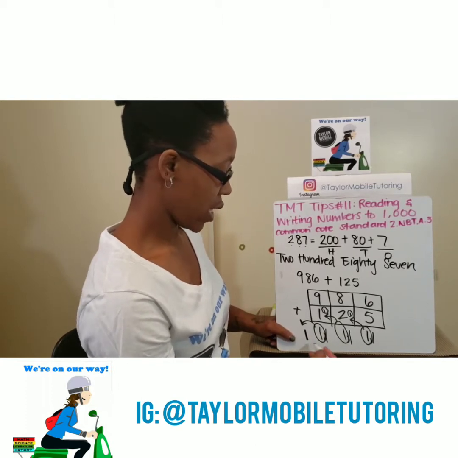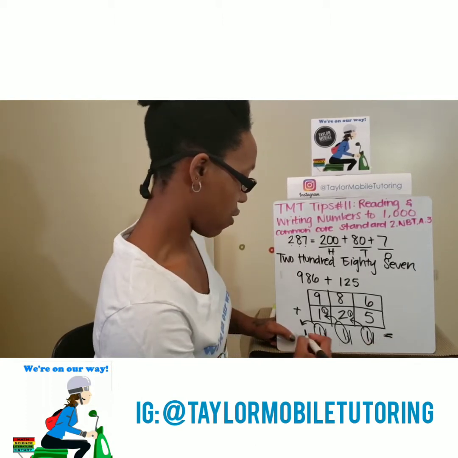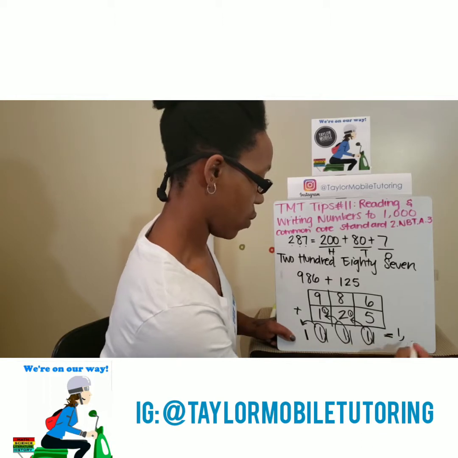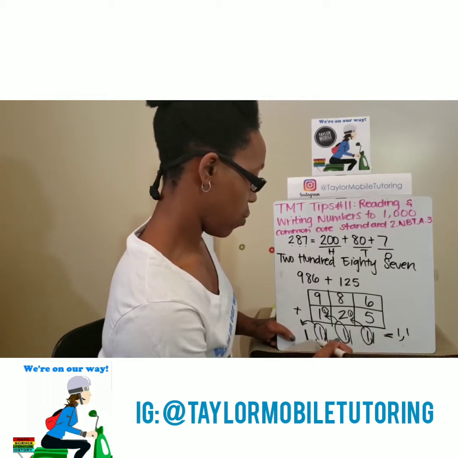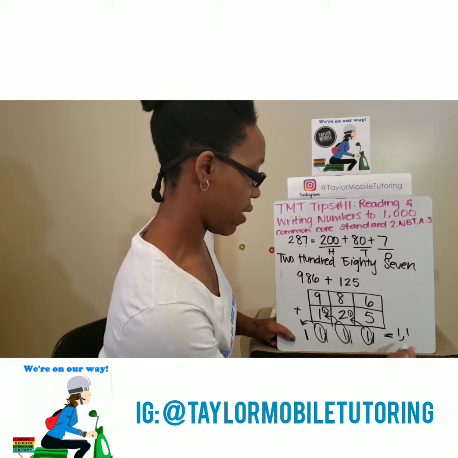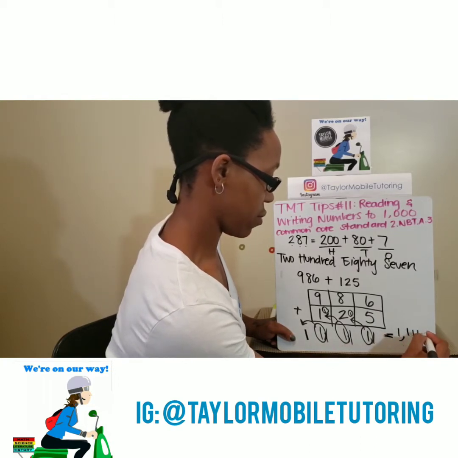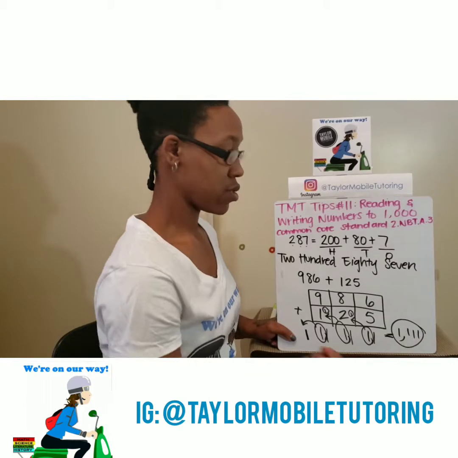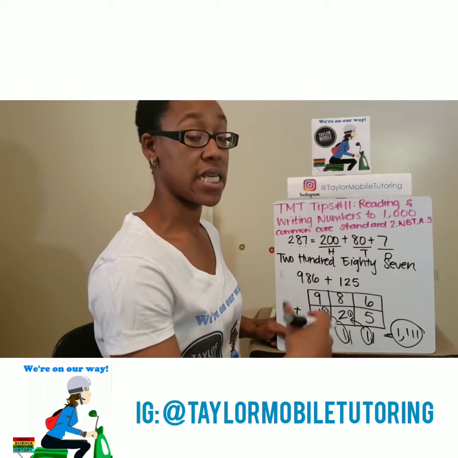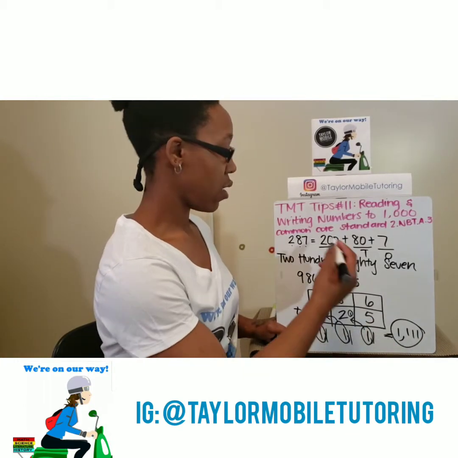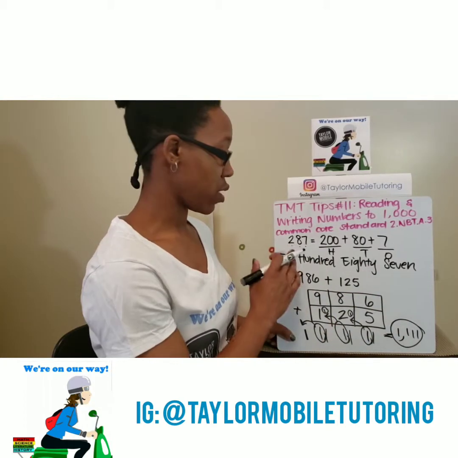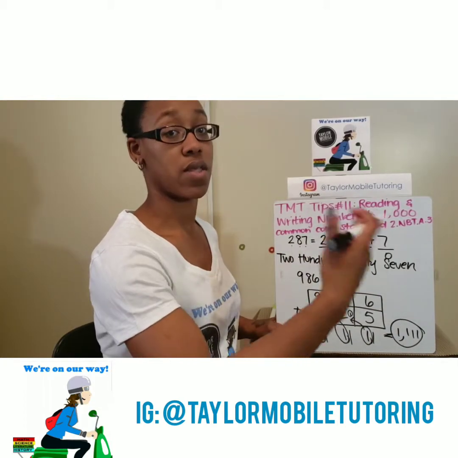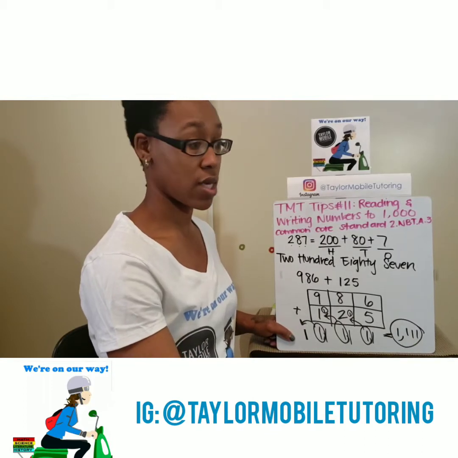So now, as I rewrite my answer, I have 1,111. And that is my answer. So slowly but surely, you have to start easing into the idea that, all right, we're good on ones, we understand those. We're good on tens, we understand those. We're good on hundreds, we understand those. Now let's move on to the next place value, which is 1000s.